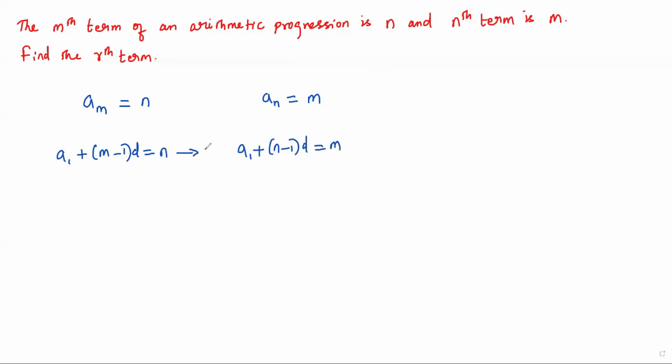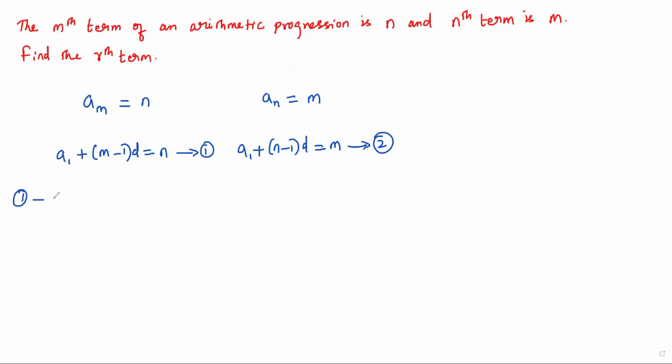So this is equation number 1 and this is equation number 2. In these two equations, I have two unknowns, a1, the first term, and d, the common difference. By solving these two equations, I get the values of a1 and d. Here a1 has coefficient 1 in both equations. If I subtract these two equations, I can eliminate a1 and solve for d.